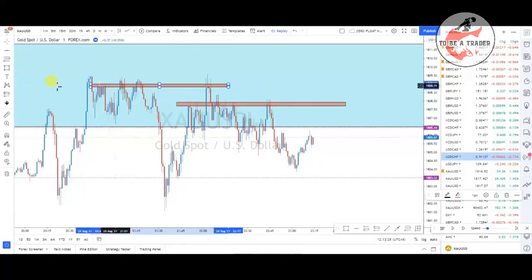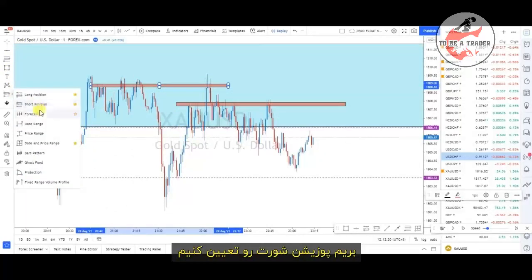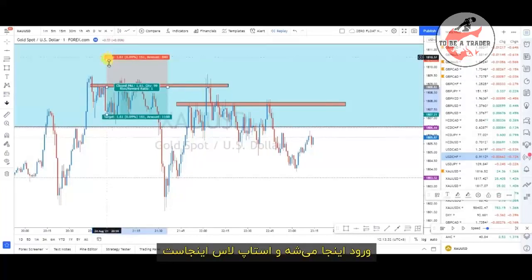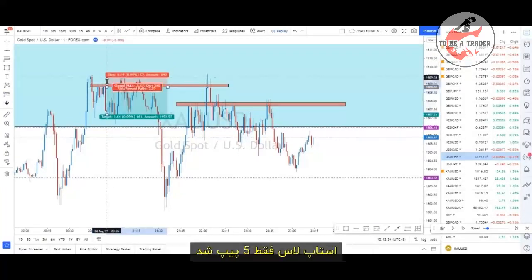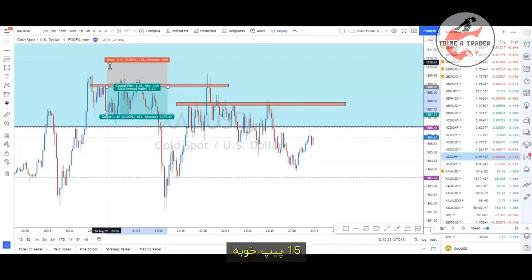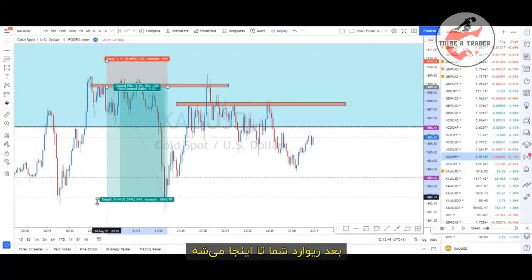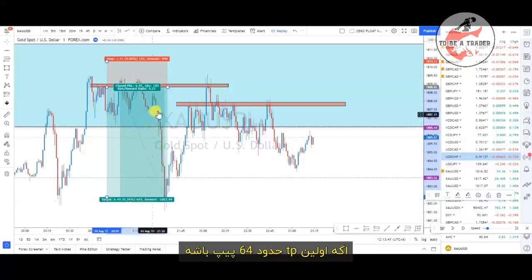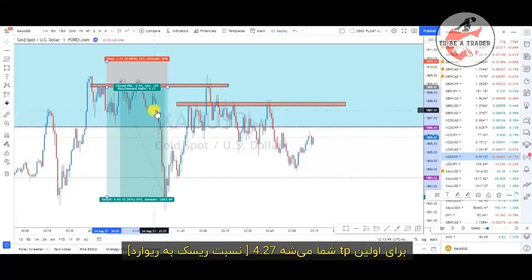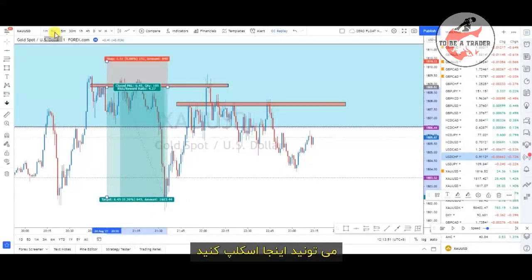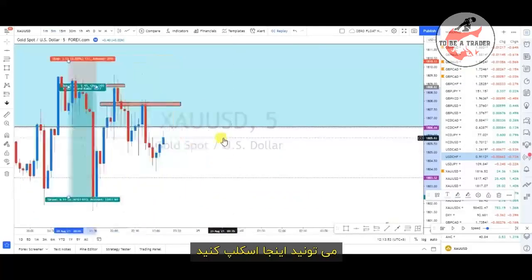So if you want to set, let's go for the short position, entry here, your stop loss will be, guys, the stop loss is only 5 pips. Let's make it 10 pips or 15 pips. Like I said, 15 pips will go. You'll be safe if you put it on 15 pips. Okay, and then your risk is only here. If you want to have the first TP, it is around 64 pips, so this is already 4.27 for your first TP. Okay, you can scalp here.